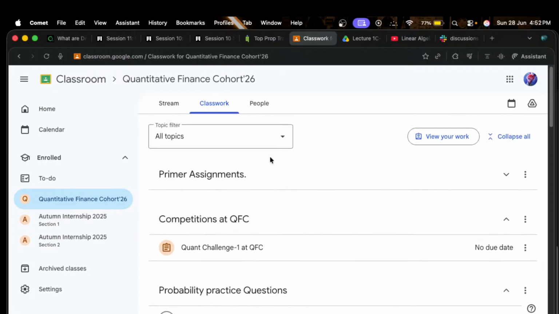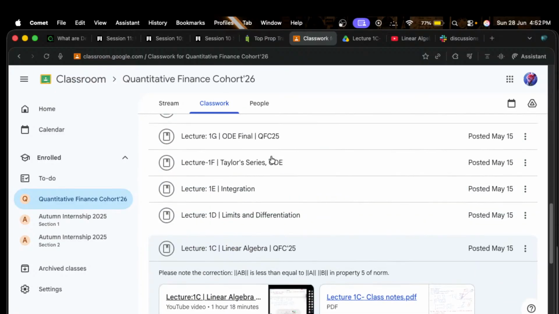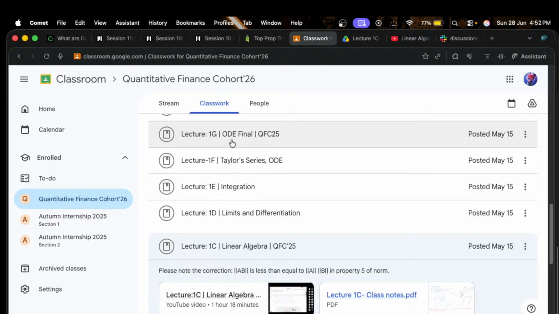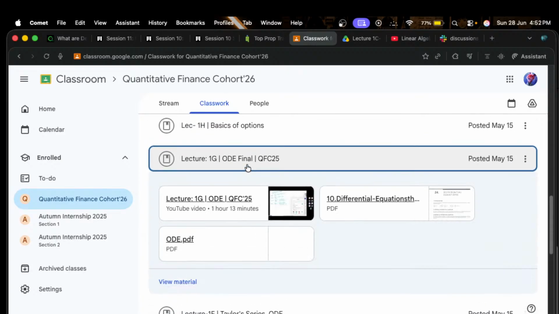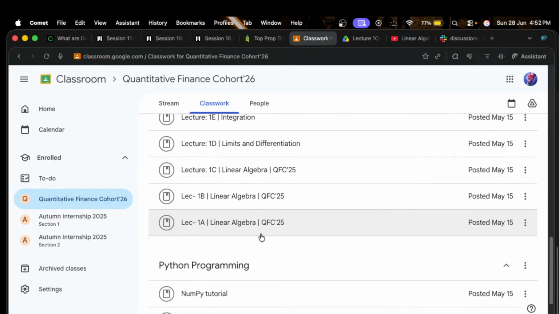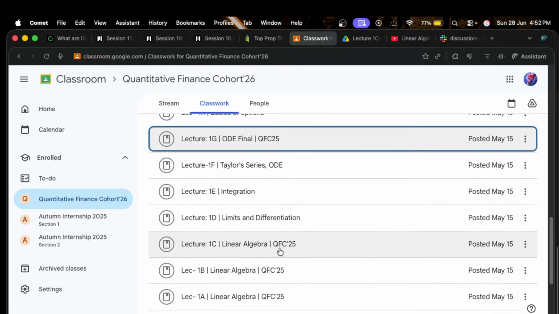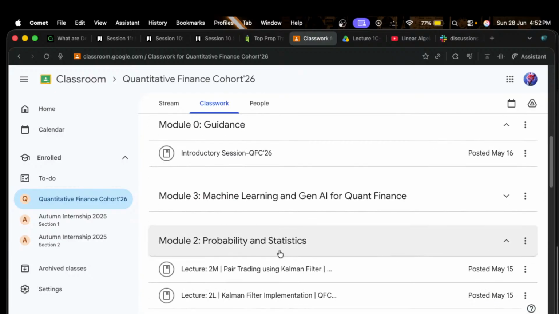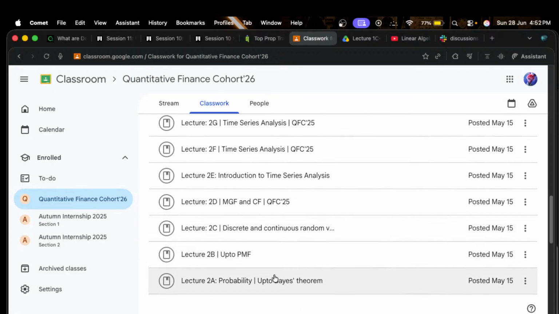For primers, I know what this is. Oh, this is differential equation. Fine, fine. I will go slow. Even in linear algebra, we just have to do that only. I will just do probability and stats from here, probably. Not from here, honestly, because they only have two. Yeah, 2 and 3 maybe.